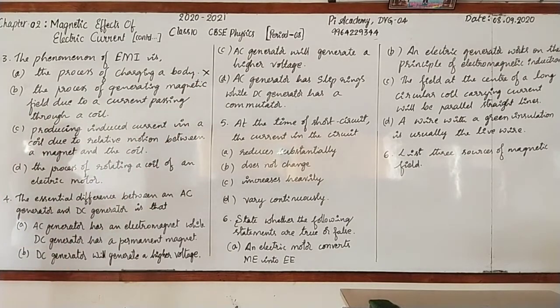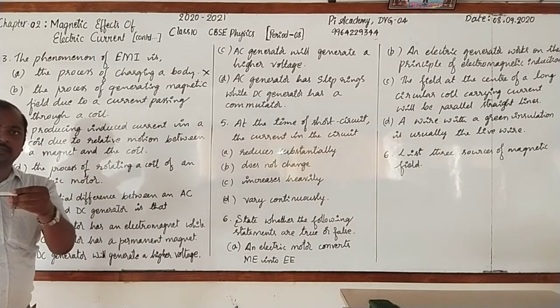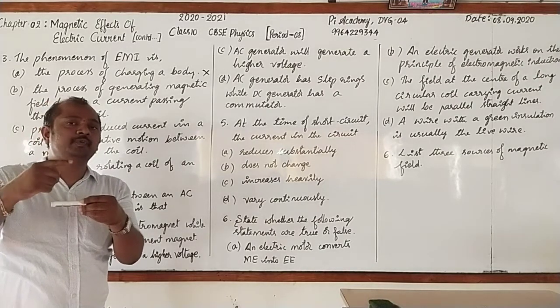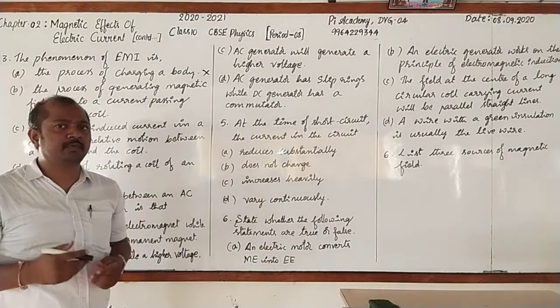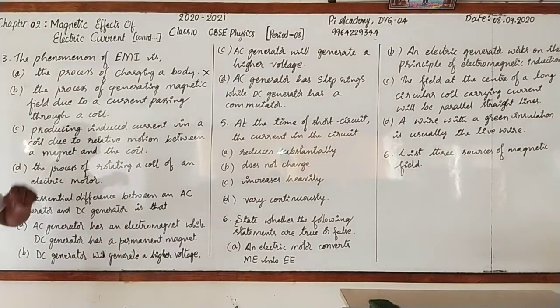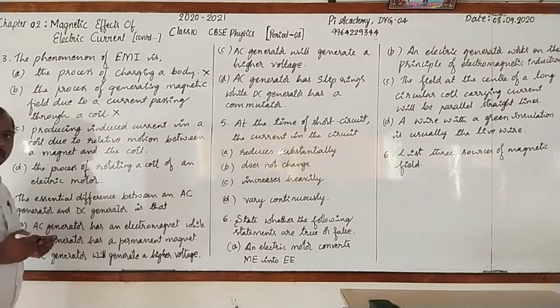The process of generating a magnetic field due to a current passing through a coil. See, here, when the current flows through the conductor, a magnetic field is developed around it. A magnetic field is produced. What do you call that phenomenon? It is the magnetic effect of electric current, but not electromagnetic induction. So, the second option will also not come.